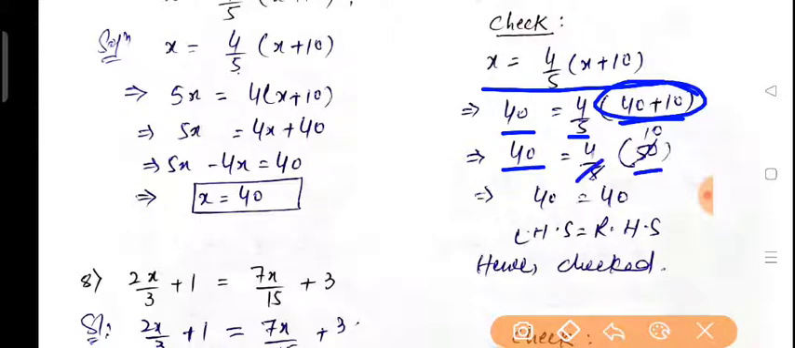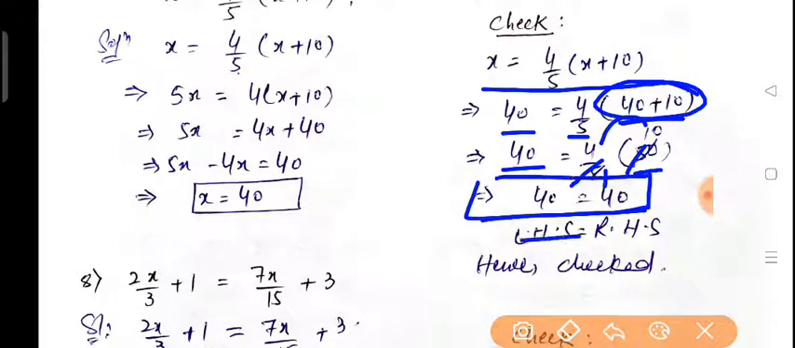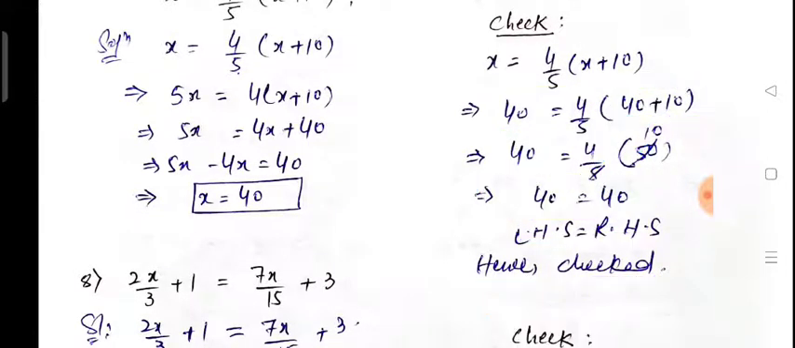Then I do the cross multiplication, 5 1s are 5, 5 10s are 50. Moving on to the next step, 40 equal to 4 into 10, it is 40. In the denominator we have 1, 40 divided by 1 is 40. So, LHS equal to RHS, hence checked.